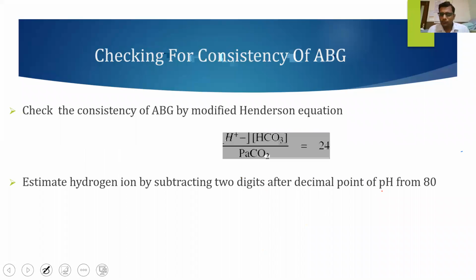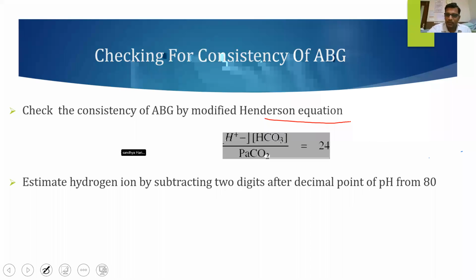Now checking for the consistency of ABG. This is based upon the Henderson-Hasselbalch equation. This is just to check whether the machine is properly calibrated and standardized. Usually, practically, we don't do this, but this is just for theoretical purposes, if somebody asks how to check the consistency of ABG.